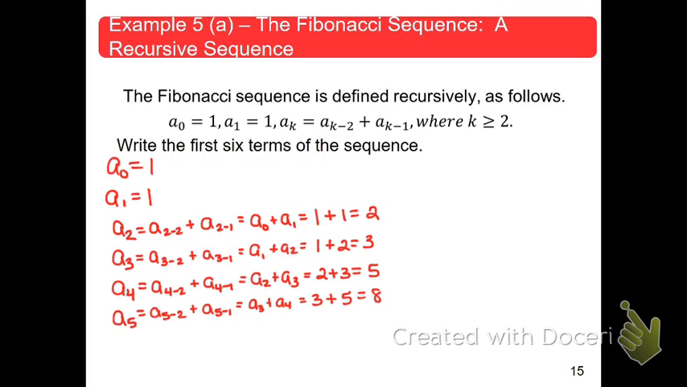And we could keep going there because all it's doing is taking the 2 previous terms and adding them together. That's what that notation is telling us, that a sub k minus 2 plus a sub k minus 1.